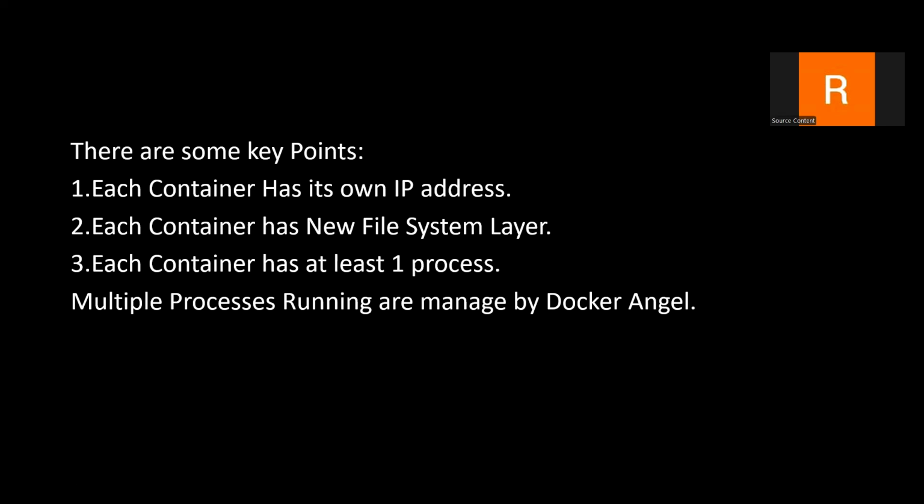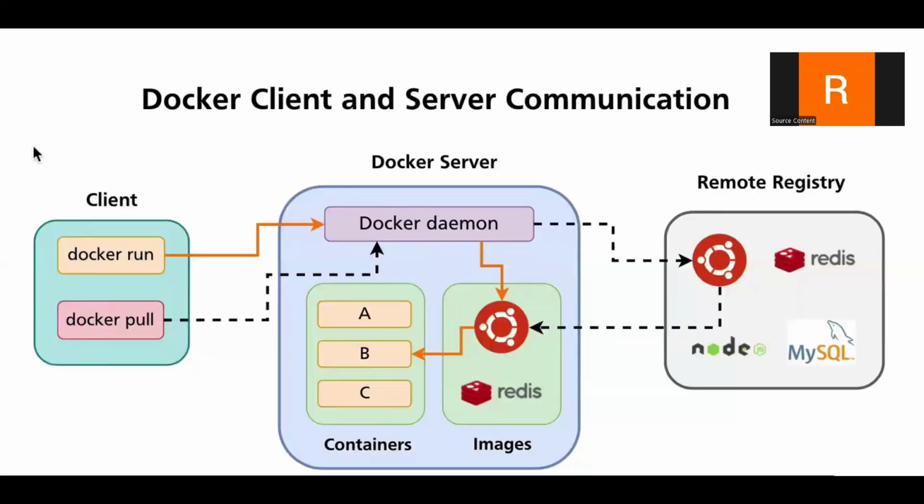If I run 4 containers, then those 4 containers have different IP addresses and different file system layers. Each container has at least one process; then we can say it is a container. Otherwise, it is a stopped container. Multiple running processes are managed by Docker Engine. So we can conclude that these are all the processes done by the Docker client, how the Docker daemon interacts, docker run, and all the stuff.